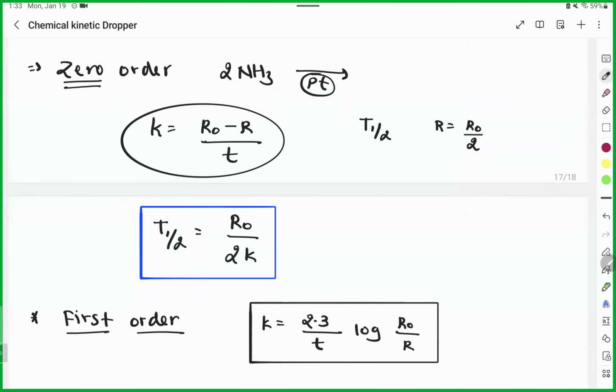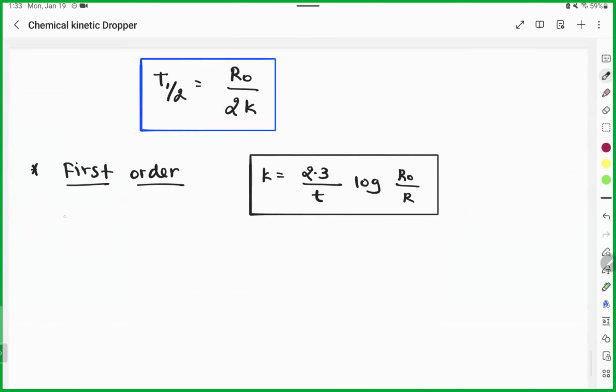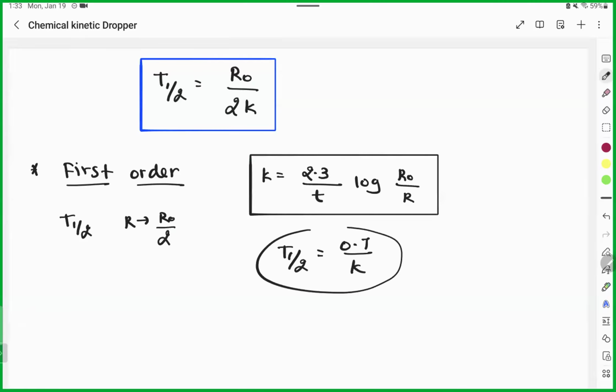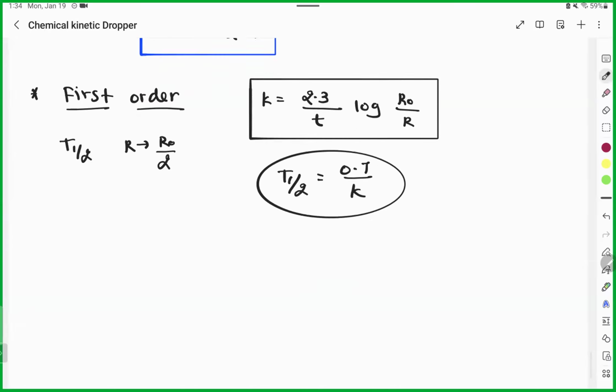If you see half lifetime, same rule. In half lifetime, your R value will become equal to R naught by 2. So your half lifetime will be equal to 0.7 by K. It does not depend upon the R naught value.